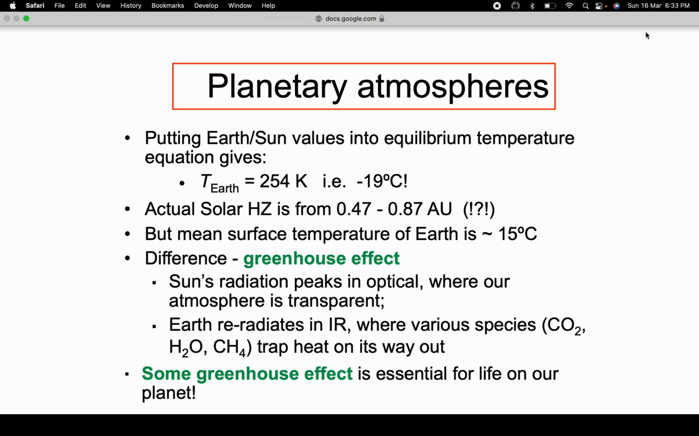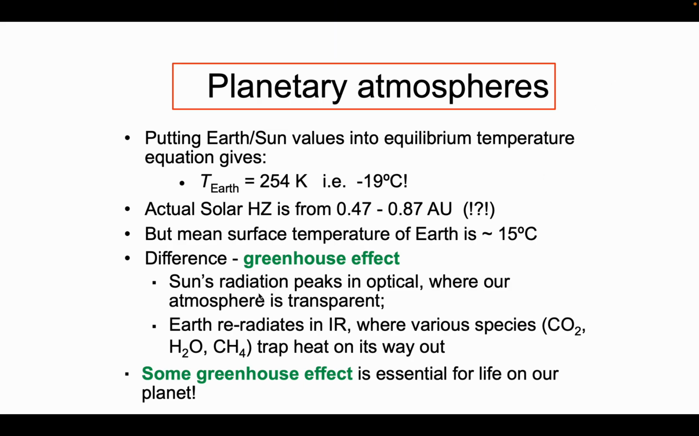You can say that the difference comes from the greenhouse effect. This is because the sun's radiation peaks in the optical, where our atmosphere is transparent. Earth radiates in the infrared, where various species such as carbon dioxide, methane and H2O trap heat on its way. Some greenhouse effect is essential for life on our planet.